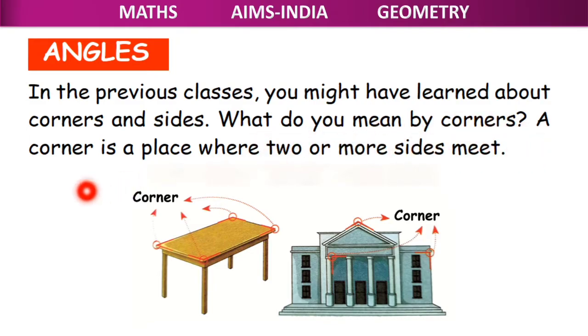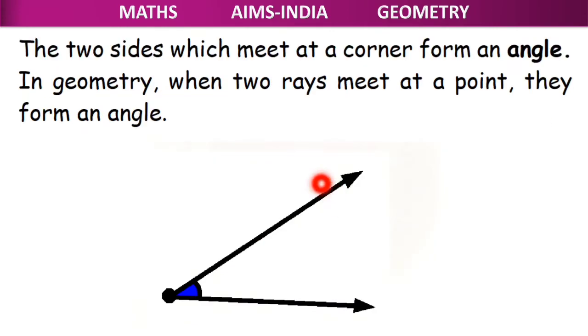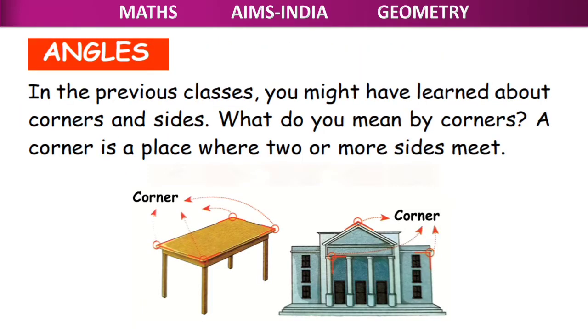What do you mean by corner? A corner is a place where two or more sides meet. Yes, see here, these two sides are meeting. So this forms a corner. Now the two sides which meet at a corner form an angle. In geometry, when two rays meet at a point, they form an angle.